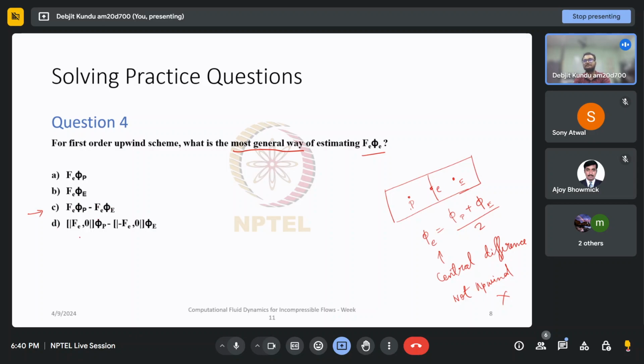Or is it option D, the maximum of Fe comma 0 into phi P minus the maximum of minus Fe comma 0 into phi E? So this function is the maximum function. If it is A comma B, then it will just give you A if A is greater than B. This will give you B if B is greater than A. We have one quick response in favor of option C. Let's hear what others have to say.